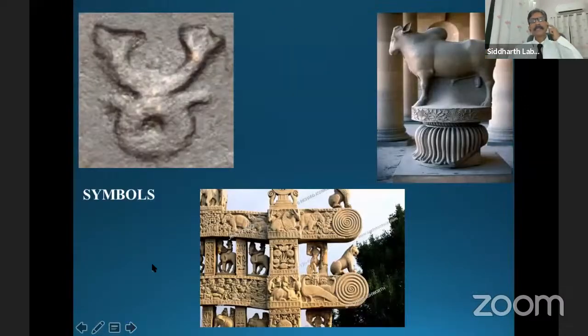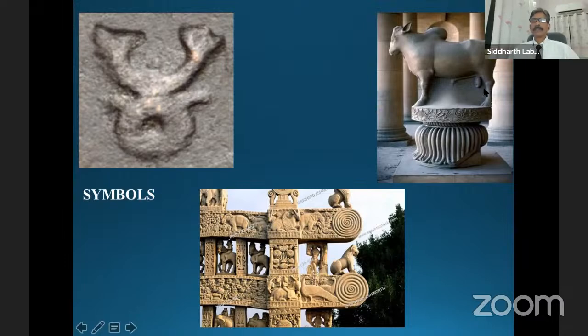Okay, then in Leni we find symbols. So we must know the symbols. On the left side, this is the Tri Ratna symbol, right? This is the circle, that is the chakra, and there are 3 sticks above. Those are Tri Ratna.